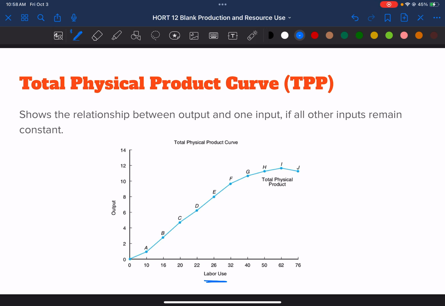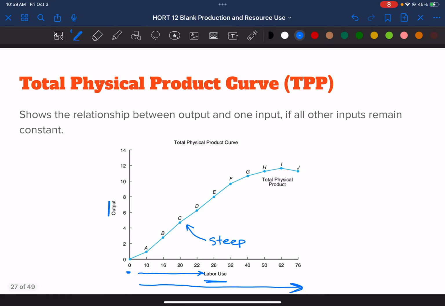And then on the y-axis, we have our output. That's the amount of product that we are producing. So this curve shows us as we increase our labor use, what happens to our output. And this is a typical shape for the TPP, or the total physical product curve. It starts off kind of steep down here. So as we go from 0 labor use up, we're increasing our output at a pretty fast rate.